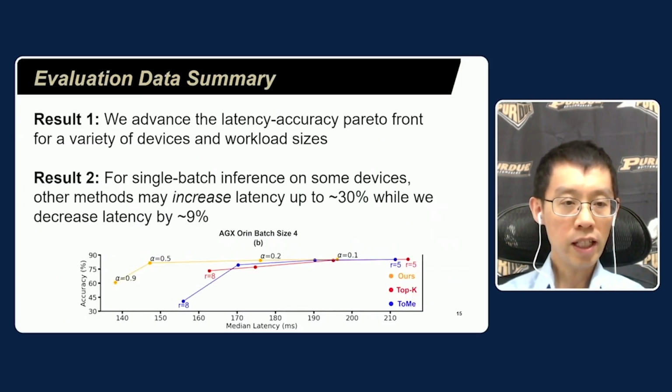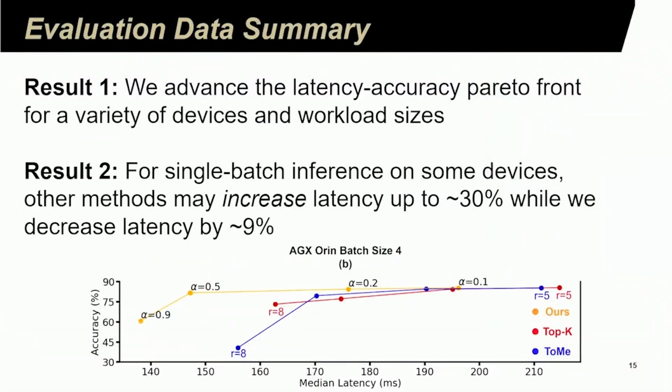Our method has a very promising result. We advance the Pareto curve. Let me explain what this figure means. On the horizontal axis is the latency, on the vertical axis is the accuracy. The ideal scenario is to be in the upper left part. The left part means we have lower latency. The upper part means we have high accuracy.